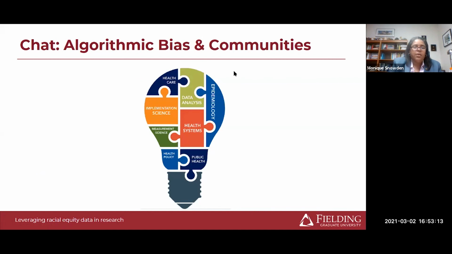So I put this here, relative to maybe adding to the chat. Algorithmic bias in communities, right? We need to figure out how this is another place where we're not necessarily closing the loop and helping communities understand how decisions are being made that are affecting them and populations of people, and they don't necessarily know this.